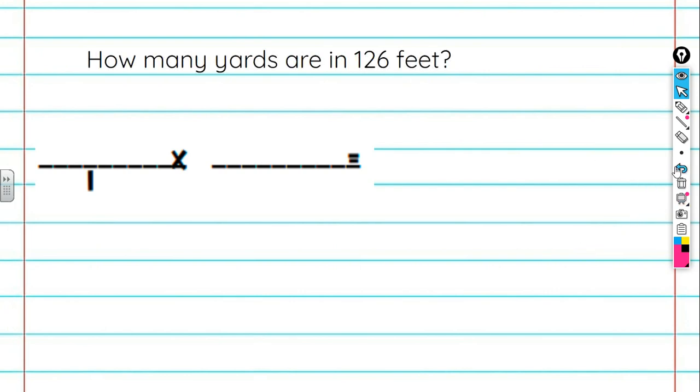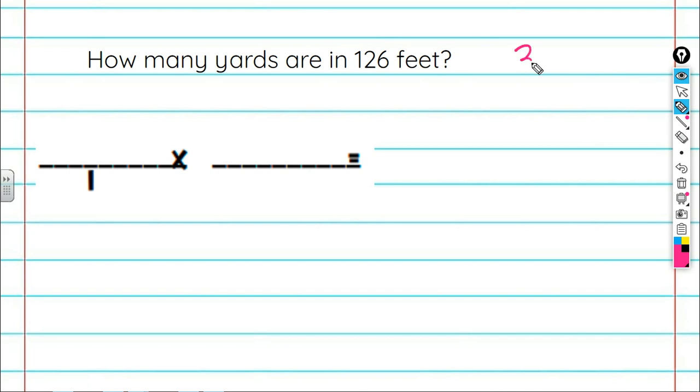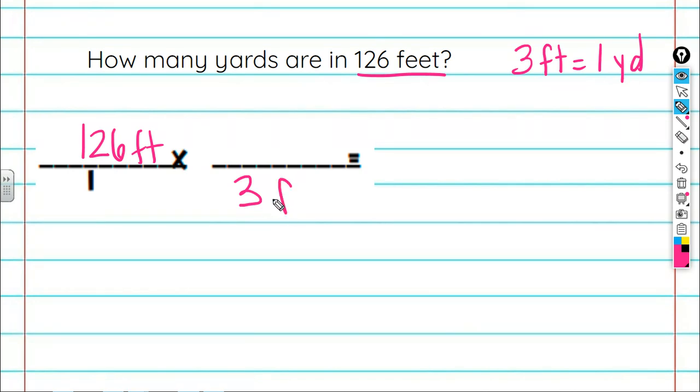How many yards are in 126 feet? So first thing we need to know is there are 3 feet in 1 yard. We're given feet, so that's what we start with, 126 feet. Again, it has to go diagonal, so 3 feet diagonal, 1 yard. The reason we do this is because we want our feet to cancel.